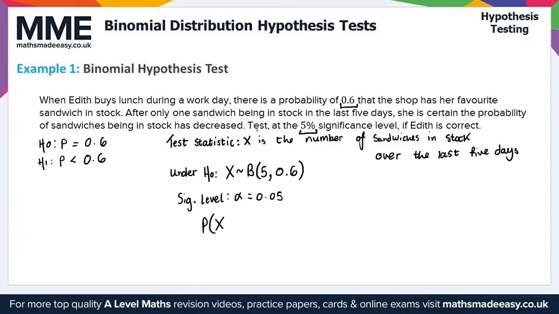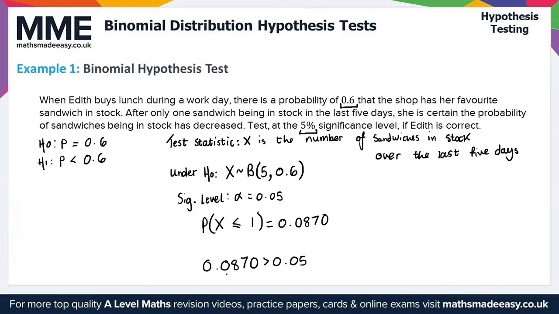So, after only one sandwich being in stock in the last 5 days here, that means we're going to take a look at X here, involving the 1. So all we need to decide then is what symbol goes here. Well, in this case, as this is a one-tailed hypothesis test, we just simply take a look at our H1 here. As this is less than, that means X is less than or equal to 1 here. Okay, so calculating this probability here, using this distribution for X, we obtain 0.0870 there.